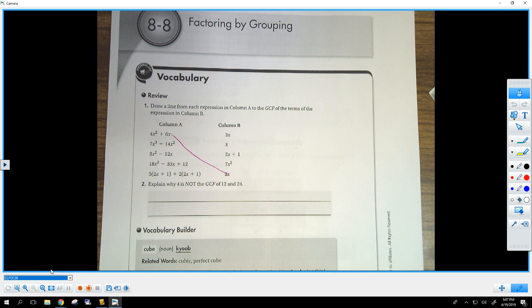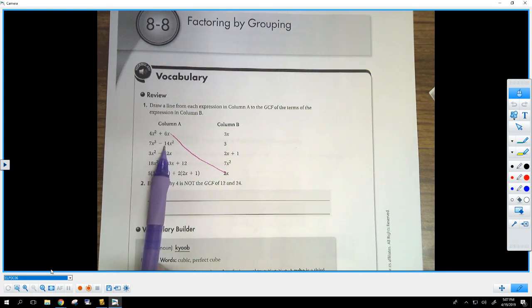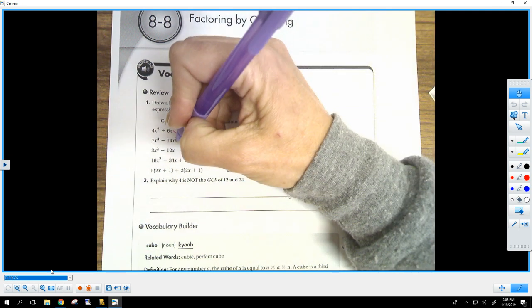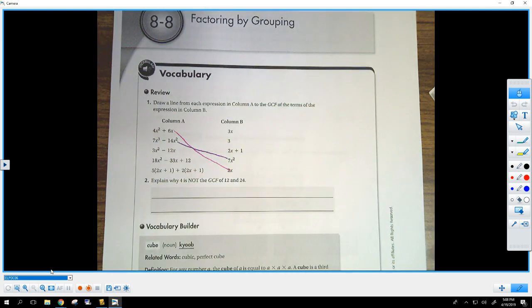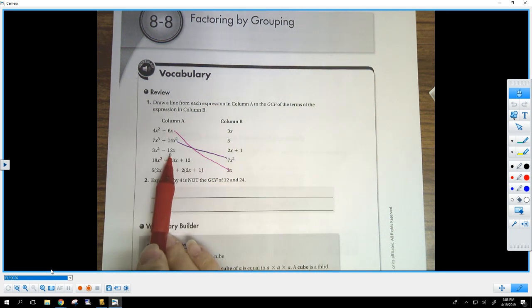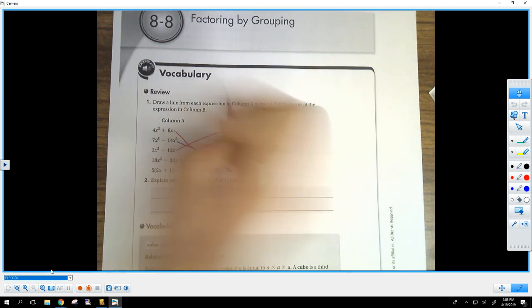My next expression is 7x cubed minus 14x squared. I immediately notice that 7 goes into 14, so 7 would be my greatest common factor. This has 2 x's, so I'm going to look for 7x squared. And that's right here, so I'm going to connect those two. 3x squared minus 12x as well. I noticed that 3 goes into 12 and this has 1x, so I'm looking for 3x.